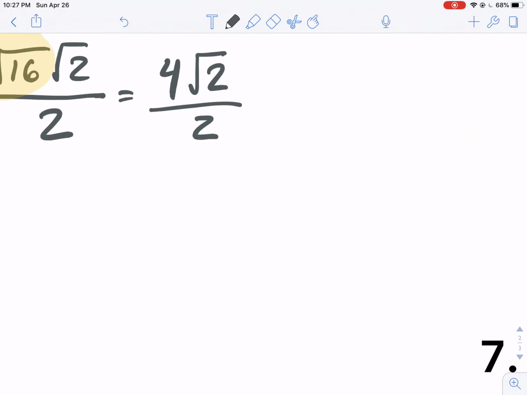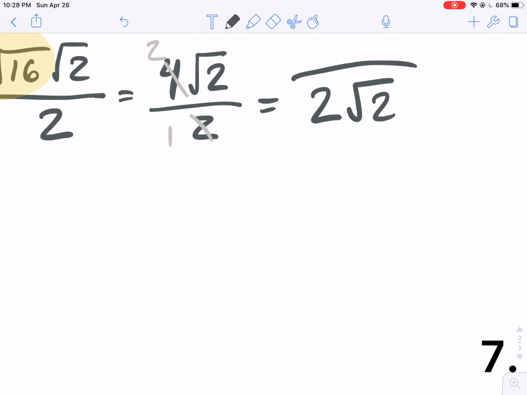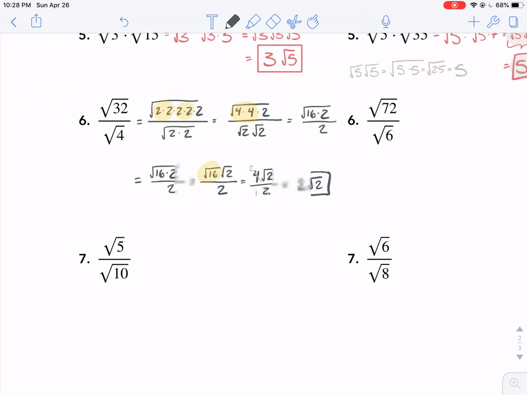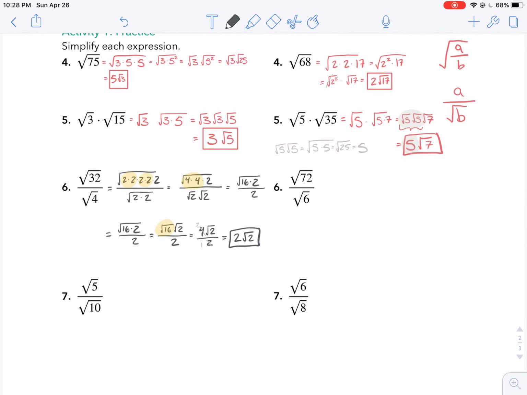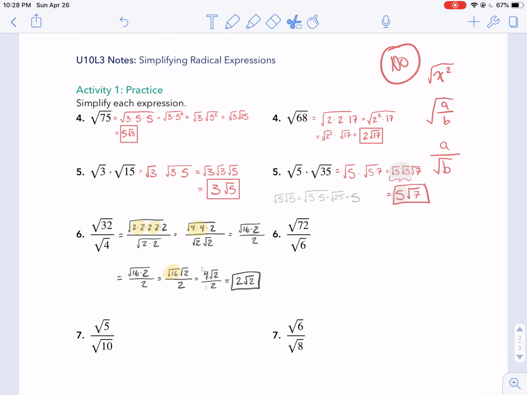And then finally, we have our 4 and our 2 cancel out. So we can make this a 2 and this a 1. So our final answer is 2 times the square root of 2. Check our work. We have no squares under our radical. We have no fractions. Therefore, we don't have any radicals in our denominator.